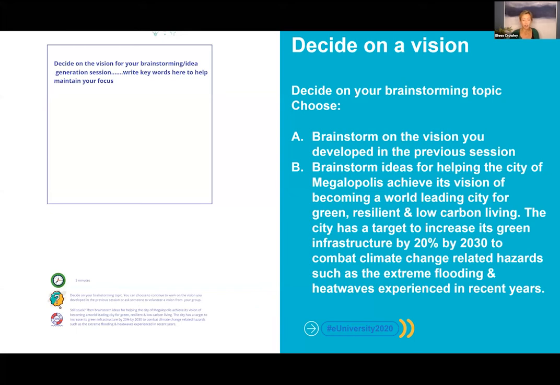The city has a target to increase its green infrastructure. So there are things like green roofs, green walls, urban forests, urban gardens, urban parks by 20% by 2030 to combat climate change related hazards, such as the extreme flooding and heat waves it's experienced in recent years. So pick a vision, and then you can use this canvas simply to place keywords that will help to keep you focused.